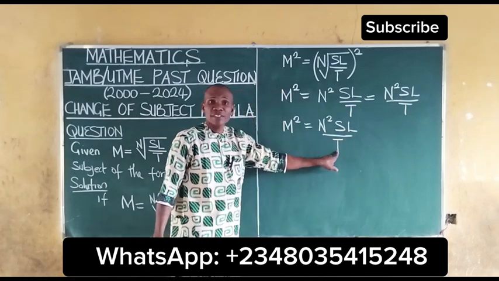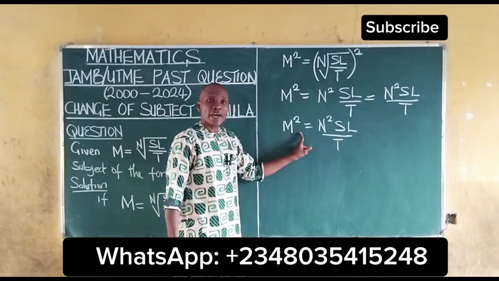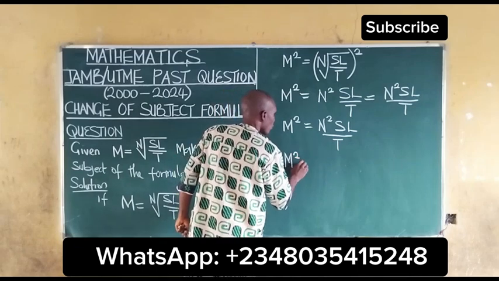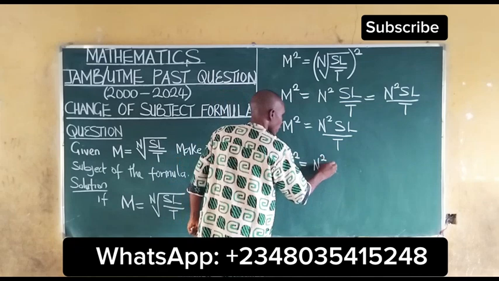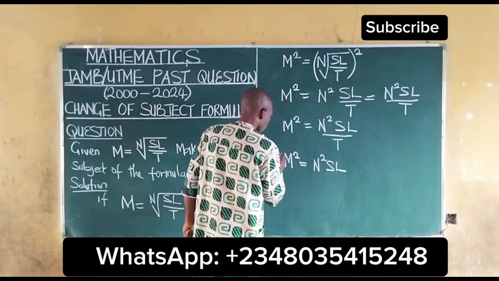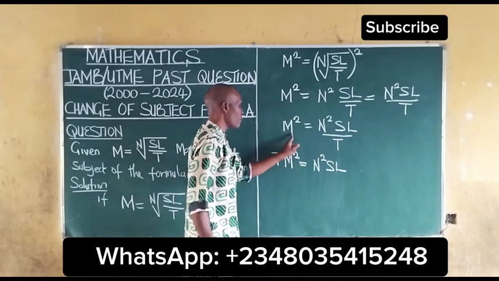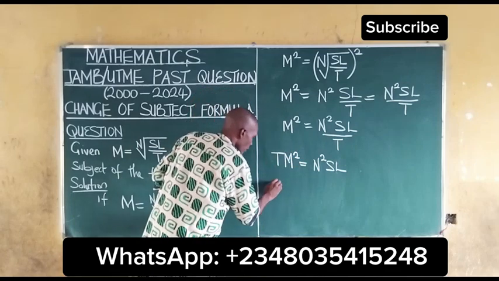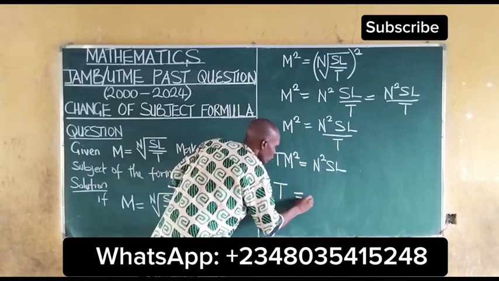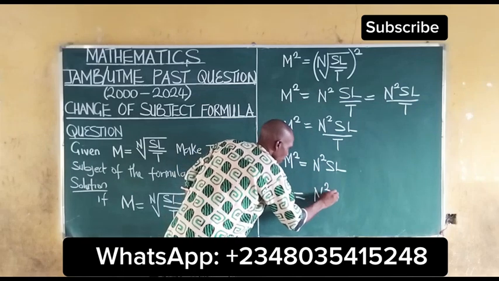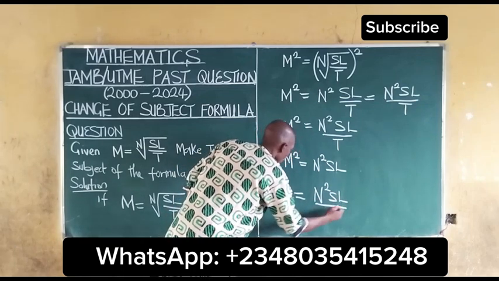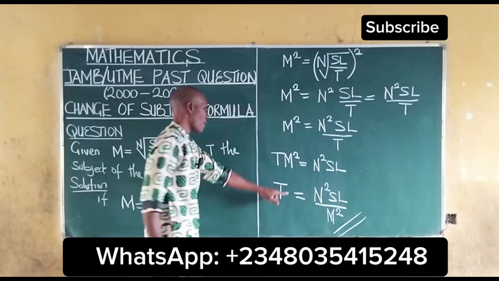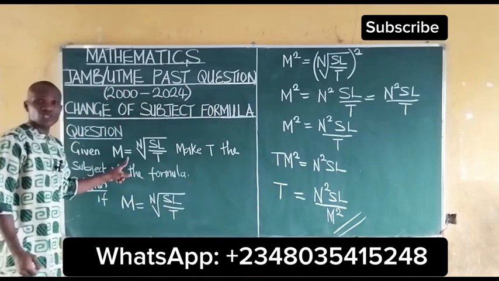Now, the next thing we do is to cross multiply. If we cross multiply, we have m squared to be equal to n squared SL then T, because T will be multiplying this. So, making T the subject of formula, we'll have T to be equal to n squared SL all over m squared. So this becomes our answer for this question.